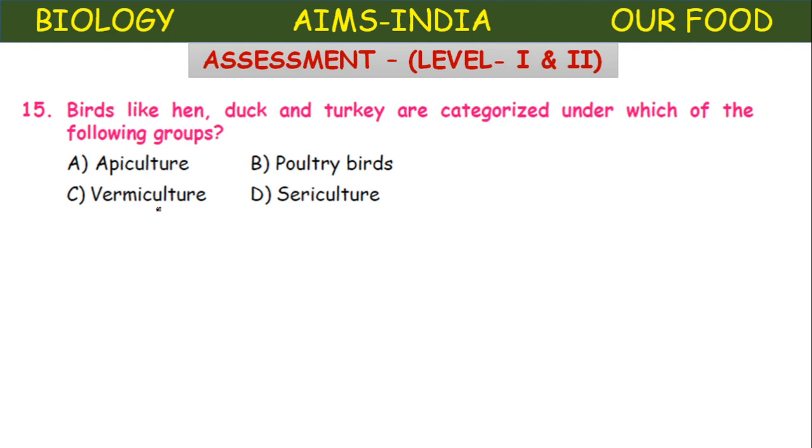The birds like hen, duck, and turkey are categorized under which of the following groups? Apiculture, poultry bird, vermiculture, sericulture. They are all the poultry birds which give us meat and eggs.